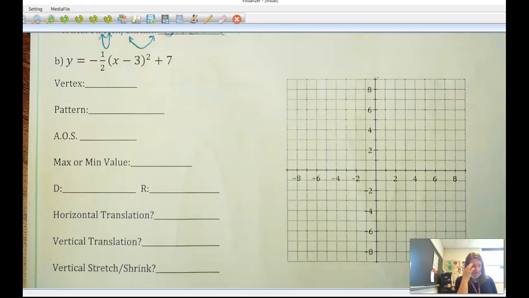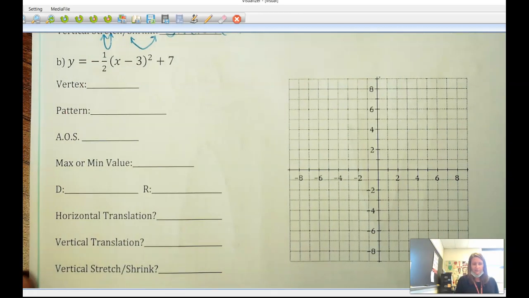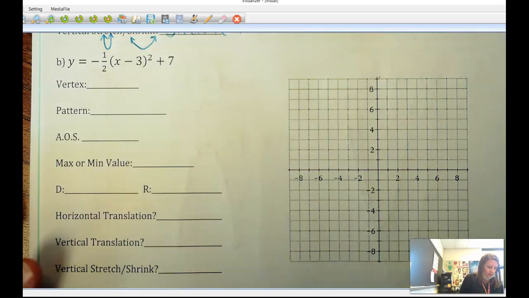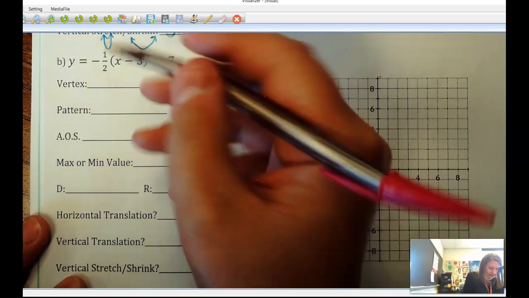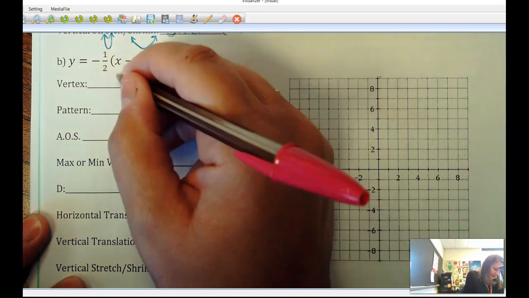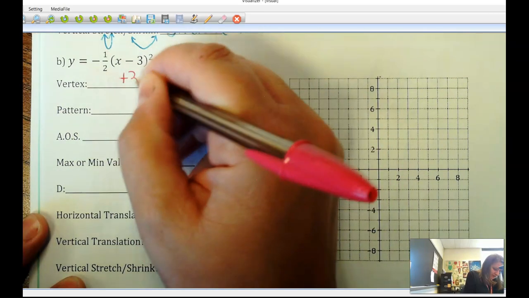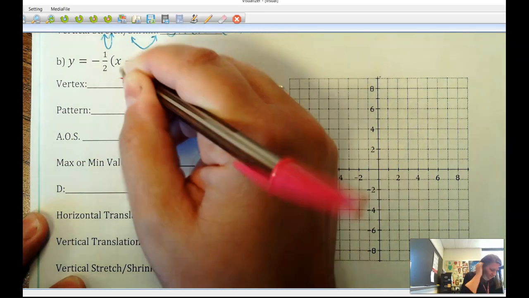If you guys want to pause here and try this on your own, you could do that, and I'm going to go ahead and walk through that. But if you do want to try it on your own, I would pause the video and try it out. I'm going to go ahead and go through it. So for the vertex, opposite copy, this is going to be positive 3, positive 7.